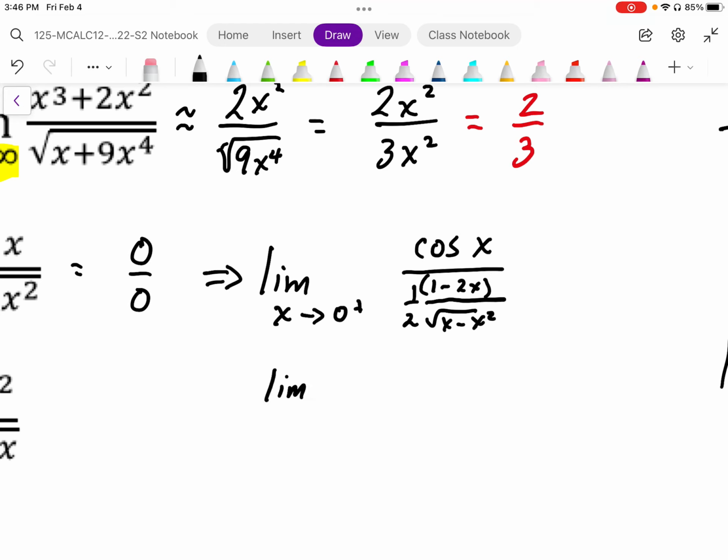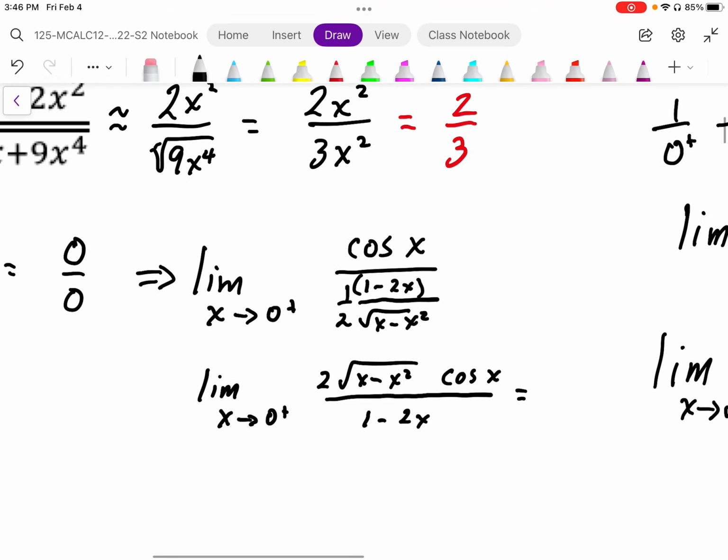So I get the limit as x approaches 0 from the positive side. This ends up being 2 square root x minus x squared cosine x over 1 minus 2x. As I plug in 0, I'm going to end up being able to evaluate this. This becomes 0 times cosine of x, which is 1, over 1. So the limit here is 0.